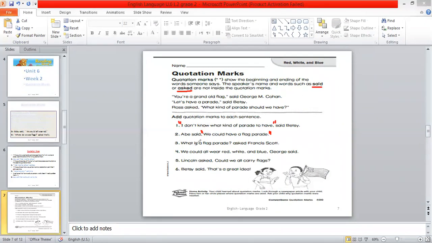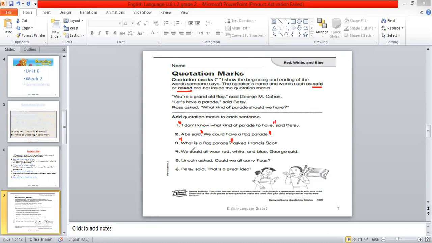Number three, what is a flag bird? Asked Francis Scott. So here I have again the word asked and I have a question mark. Notice here, we will not add a comma because it's a question. So I'm going to write the quotation mark at the beginning, and notice here, this is a capital letter. Okay, and after the question mark.